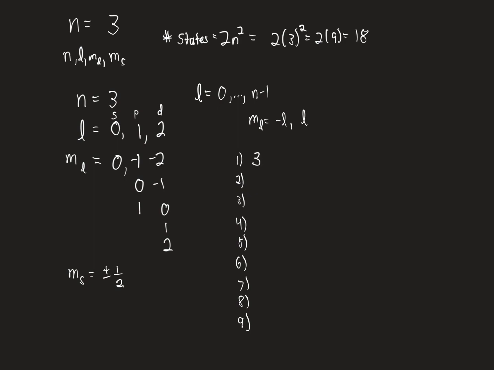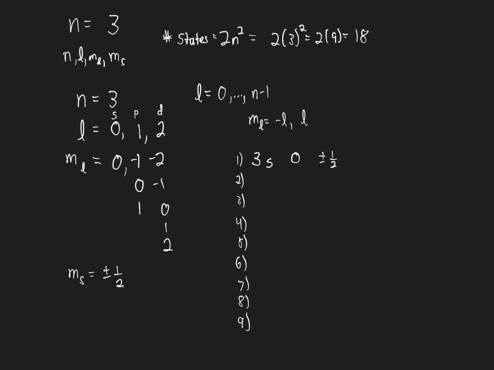So I have 3, L is equal to 0. But what is 0? Is L equal to 0 actually 0? What is it? It's S. So I have 3S. And then what's M sub L in that case? 0. And what's M sub S? Positive or negative 1/2. So this is one line, but this one line represents 2 different states. It's 3S0 positive 1/2 and 3S0 negative 1/2. Okay.